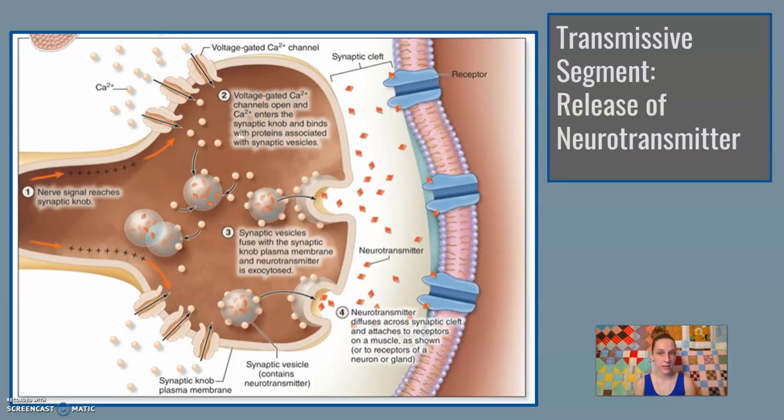And as you can see here again, in the transmission segment of the release of a neurotransmitter, it goes from the presynaptic knob over to the receptors. This could be on a muscle or on another neuron or gland.